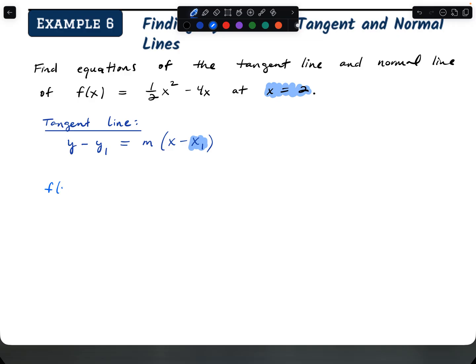So f of 2 is equal to 1/2 times 2 squared minus 4 times 2. 2 squared is 4. Half of 4 is 2. 2 times 4 is 8. So this is negative 6. So this is my y1.